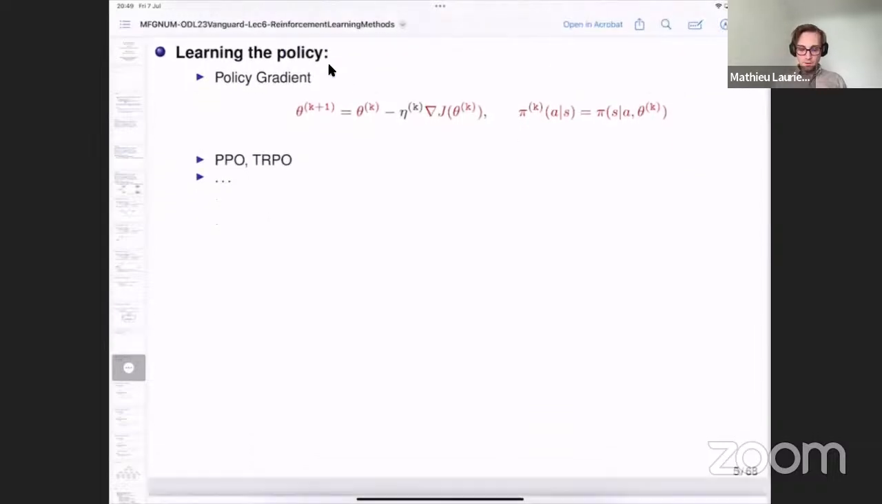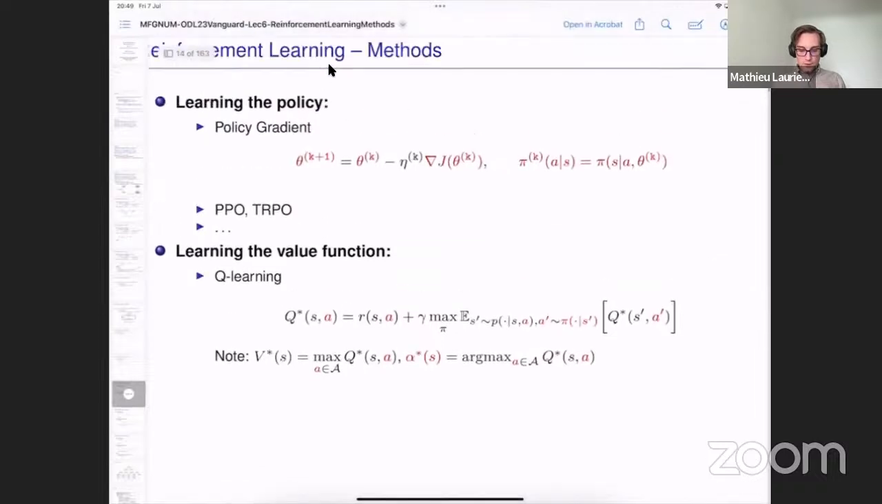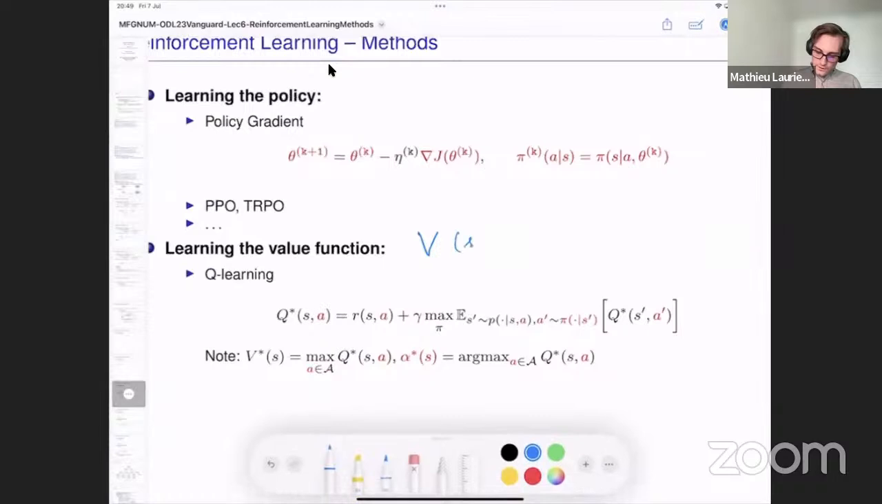There are many variants, PPO, TRPO. Another approach is to try to learn the Q function, which is a variant of the V function. So the V function is a function of the state only, and it is the sum of the future cost or rewards. And the Q function is the first reward because you fix the action. So you are at a state, you say which action you want to take immediately, so you get a reward. And after that, you follow a policy or you play optimally.